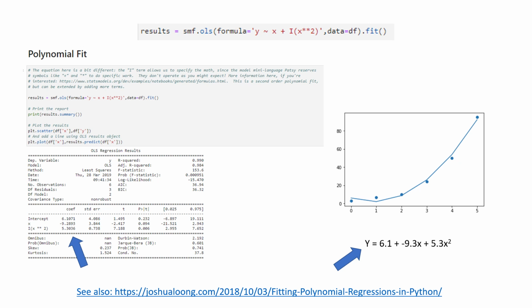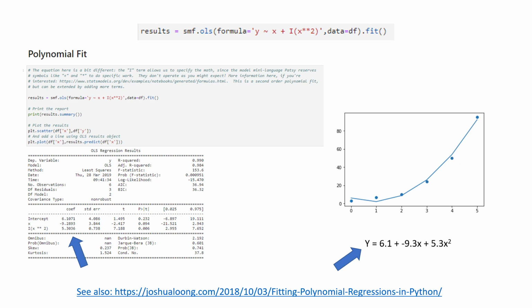So this is an example of applying a different kind of fit. We're applying here a polynomial fit. I had said that the data we had created, you could imagine being captured as a squared relationship. If we wanted to assume that was true, how could we express that idea? We could express it this way. Our formula becomes y tilde x plus capital I, parentheses, x squared.